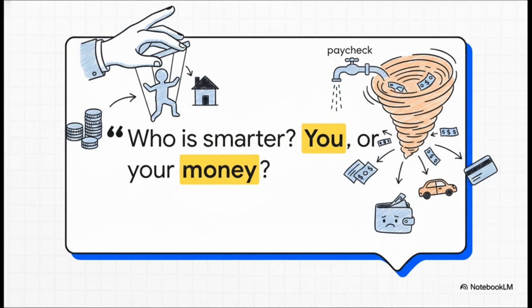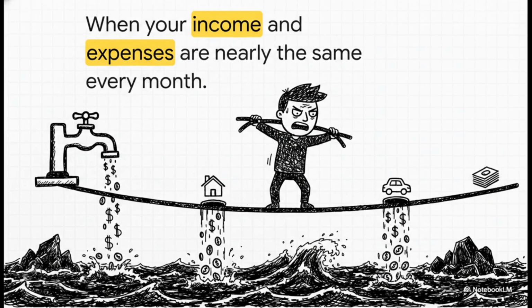Are you telling your money where to go, or is it controlling you, just kind of vanishing as soon as it hits your account? So many successful, hard-working people live on this tightrope, what the source calls the financial red line. Their income is high, but so are their expenses. They are one paycheck away from financial disaster. Now that's not security. That is the very definition of high risk.